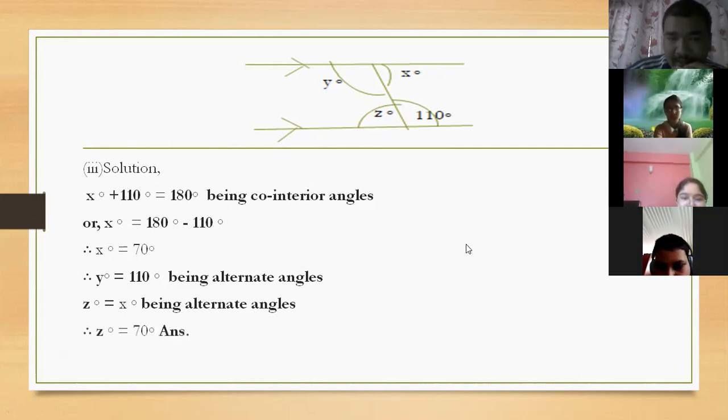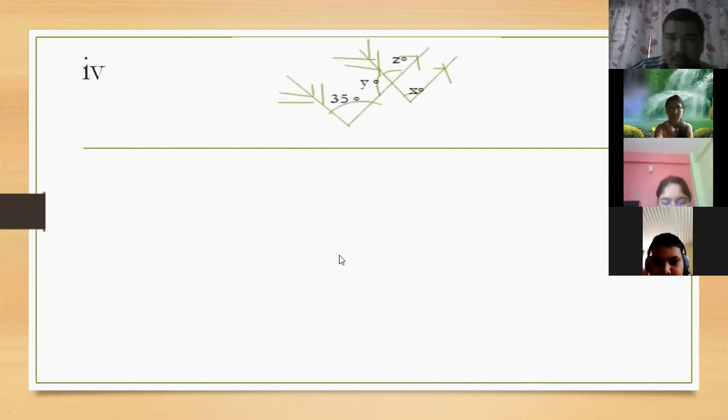Okay, now I am going to show you the next slide. It goes like this. Here z degree equals 70 degree. Okay, z and x are the same because they are alternate angles. In this question, look here.